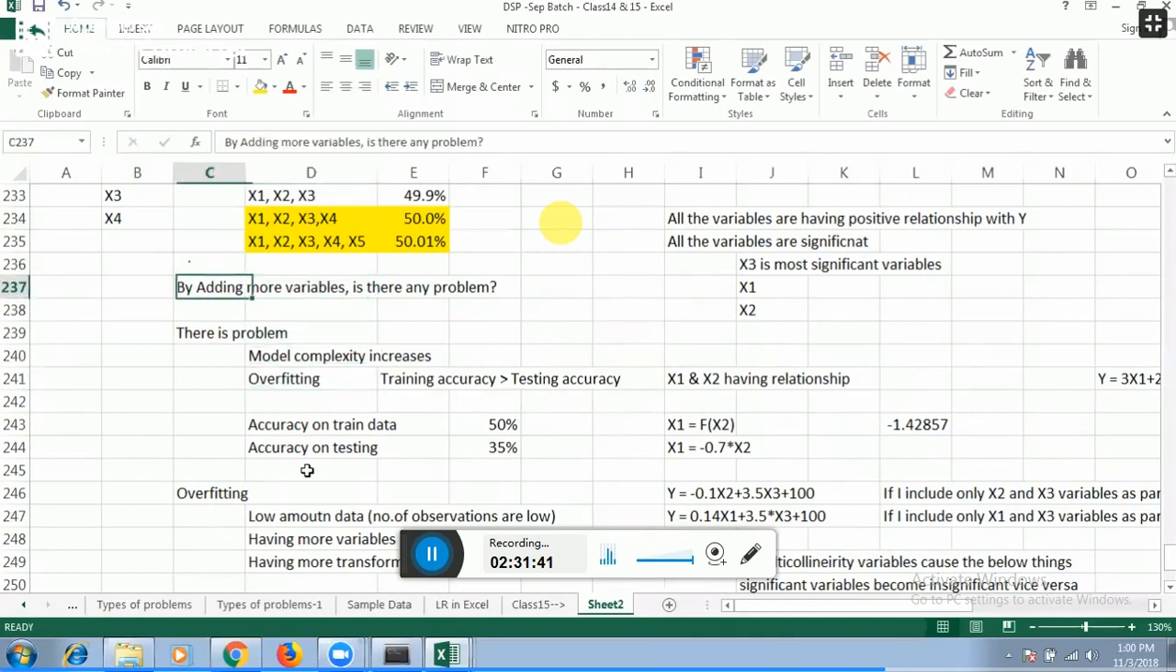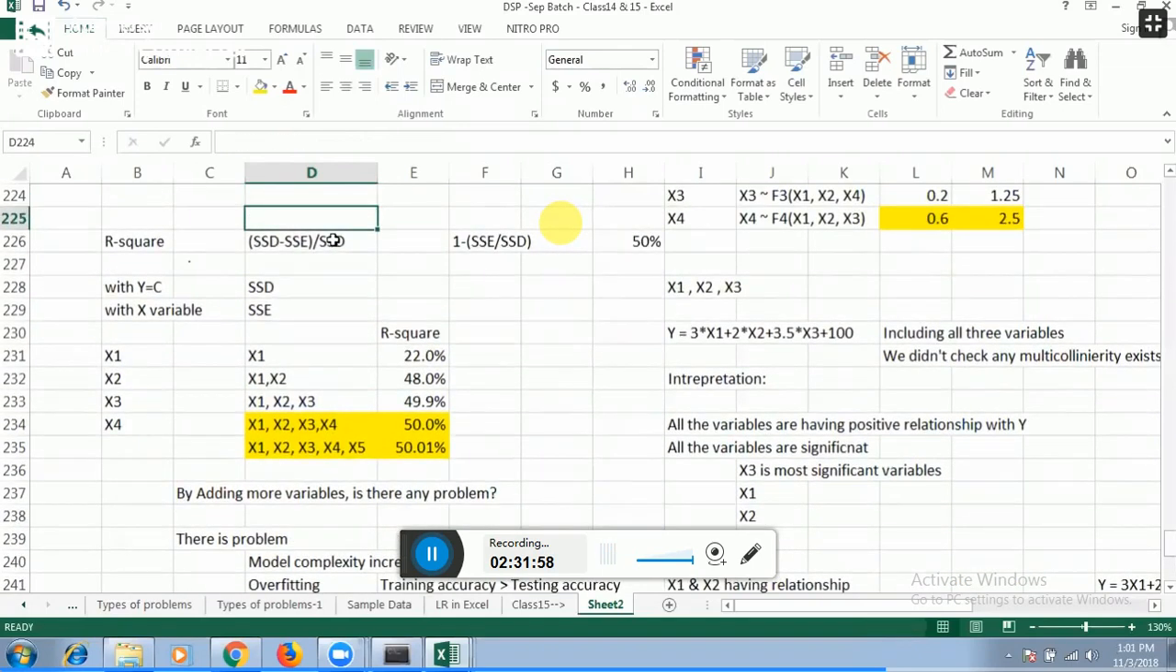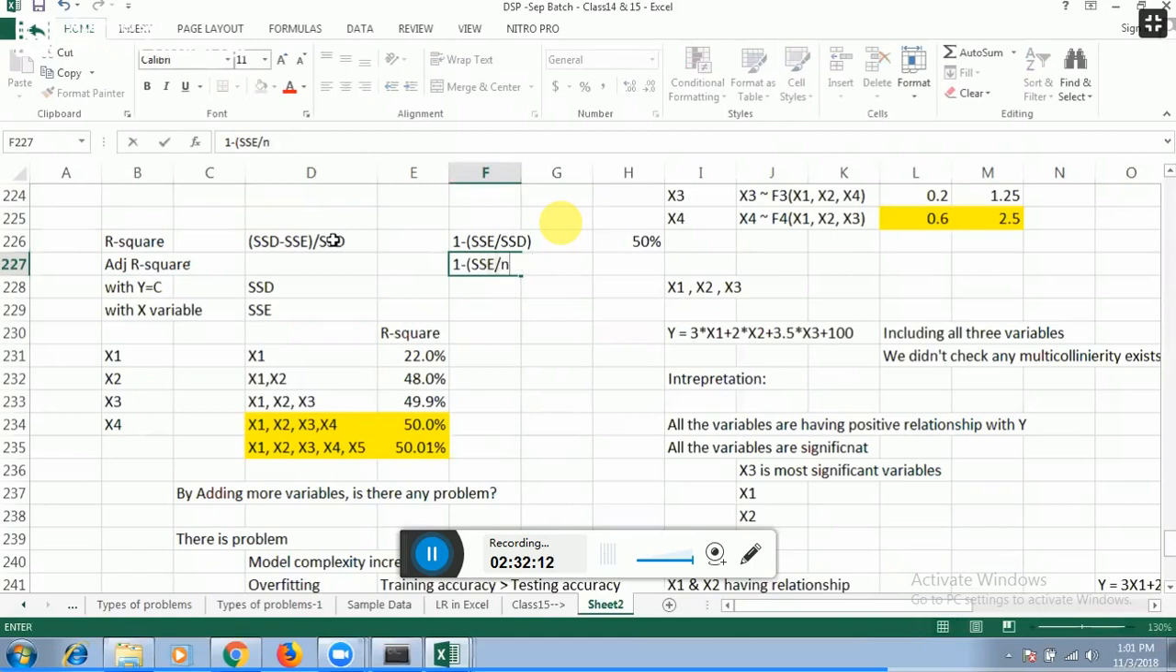So you need to reduce the variables which are unnecessary. First of all, you need to look at which variables are not contributing. By looking at these variables, I will tell you about the adjusted R square. What is the adjusted R square? 1 minus SSE by N, where SSE is the sum of squares of error, that is the average of errors.